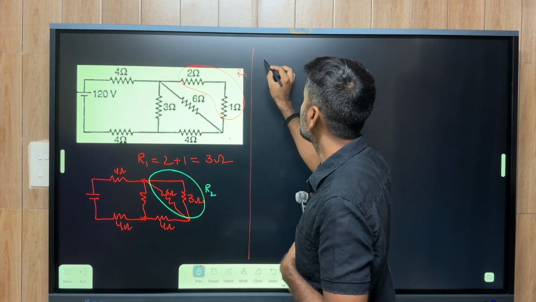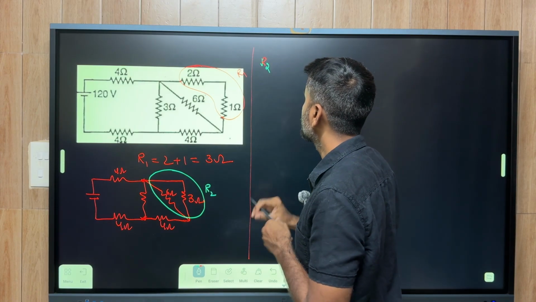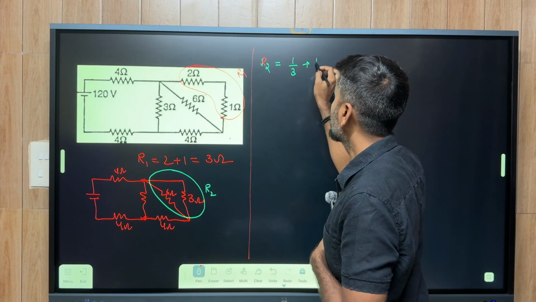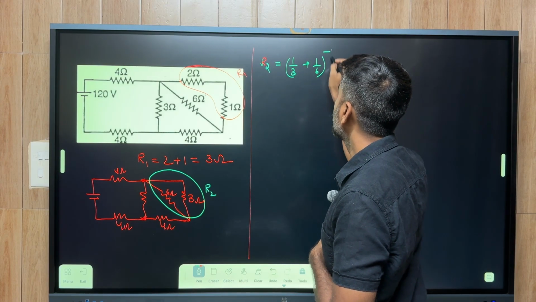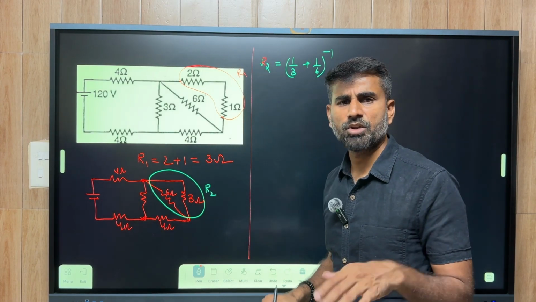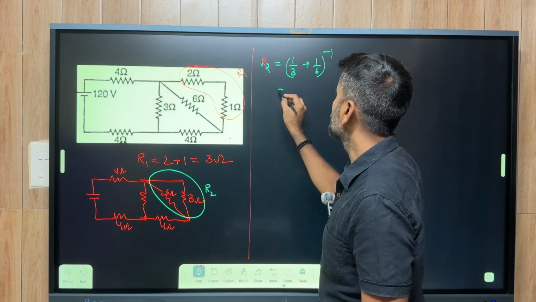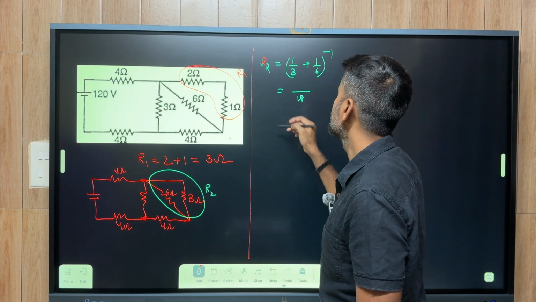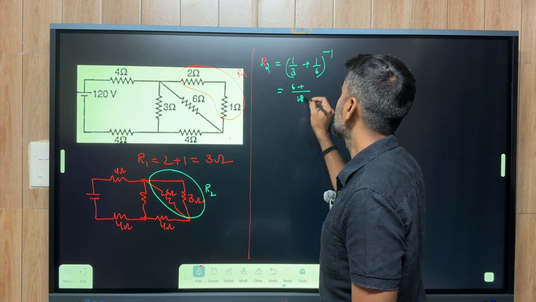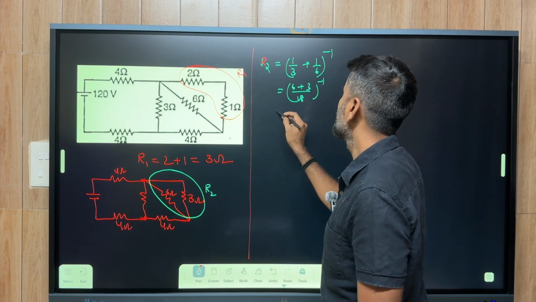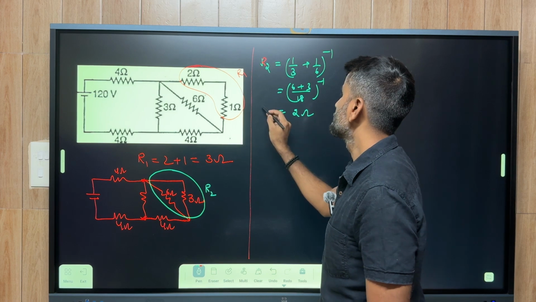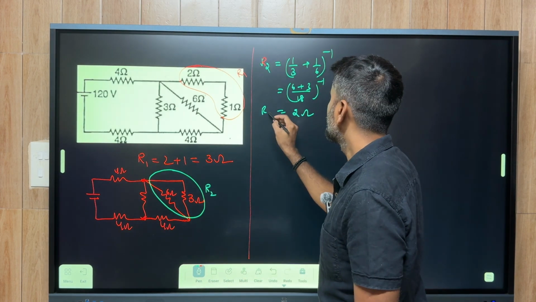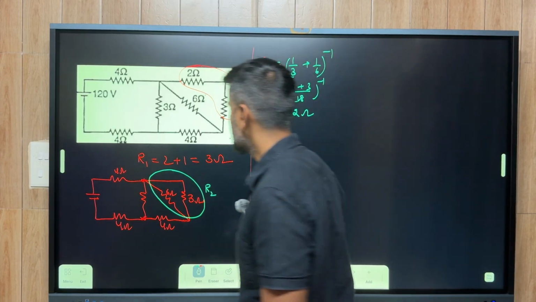So I am going to directly write the numbers. I'm not writing the formula here. R2, what is it? R2 is equal to 1 by R1, which is 1 by 3, plus 1 by R2, which is 1 by 6, whole inverse. Or else I can directly write the formula R1 R2 by R1 plus R2. In both the cases you will get the same result. LCM is how much? 18, 3 6s are 18, 6 3s are 18, so 3 whole inverse. How much is it? 2 ohms. R2 is equal to 2 ohms.